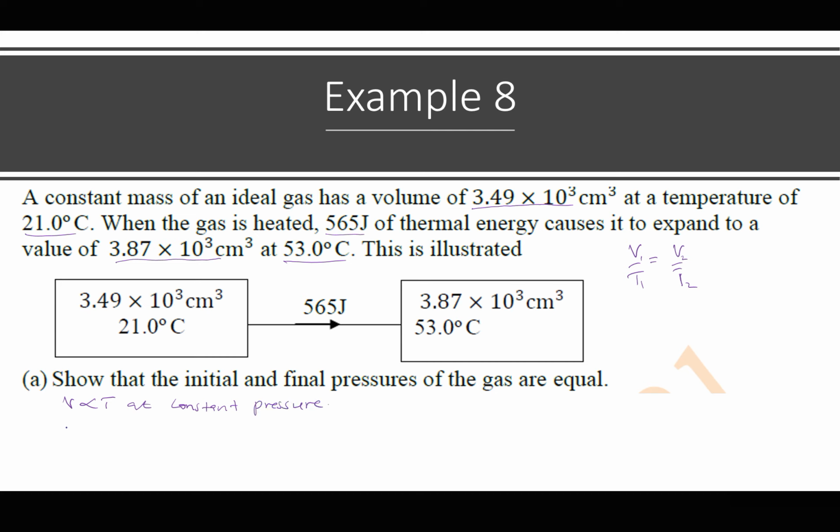So let's verify. Let's start with the first one. Let's find V1 over T1. I'm substituting simply. I may not even convert the units, but if you want, you may convert, no problem. 3.49 times 10 power negative 3, times negative 6, power 3 times negative 6 becomes negative 3. Divide by the temperature in Kelvin units, that is 294. Press the calculator.